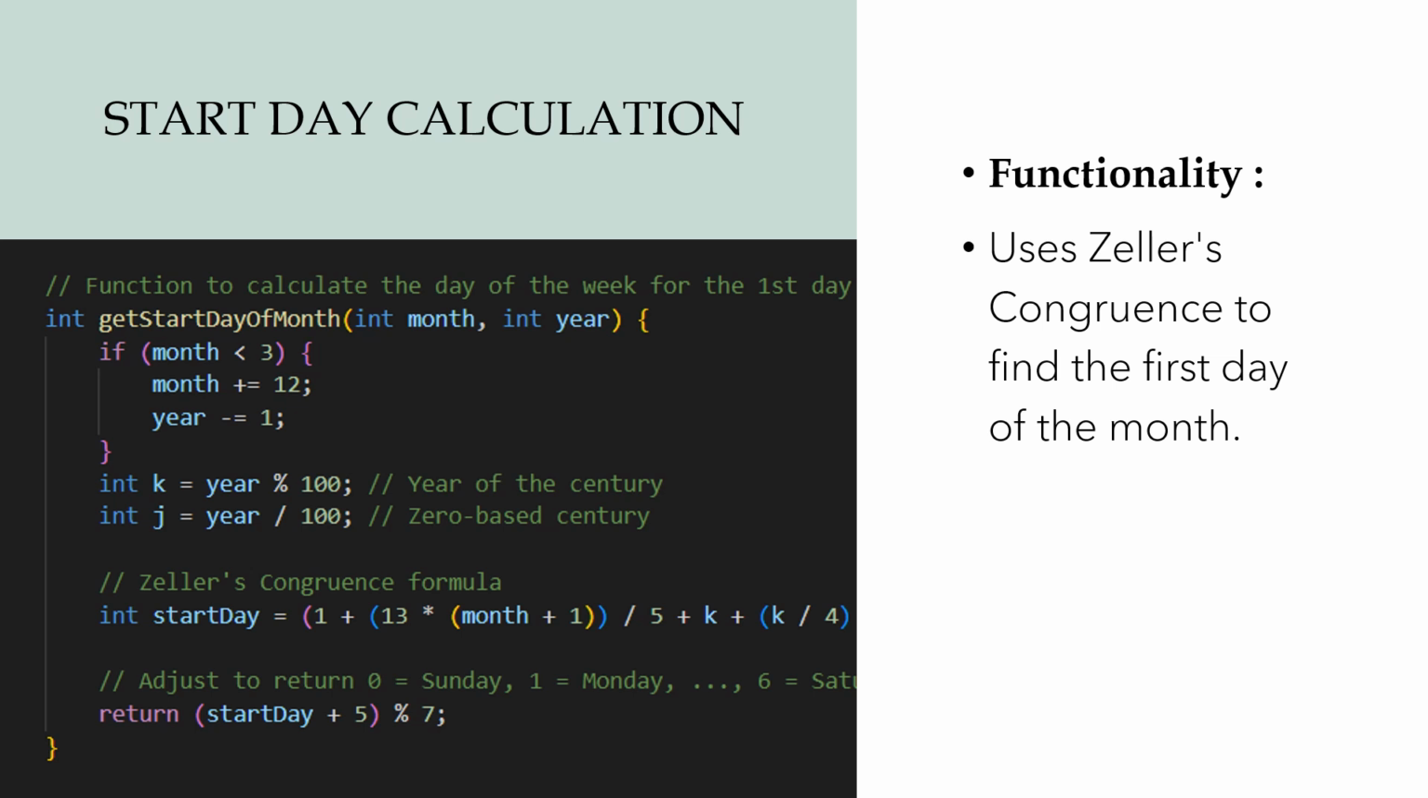Here is how the formula works. If the month is January or February, we treat them as the 13th and 14th months of the previous year. This is to align the year with the formula. We then calculate two values, k which is the last two digits of the year and j which is the century part of the year. Using the formula, we compute the first day of the month to the day of the week.